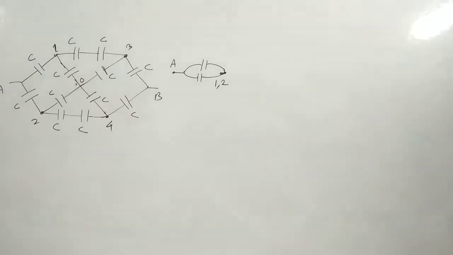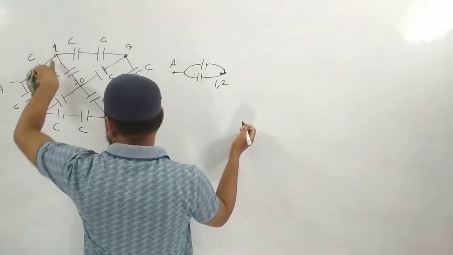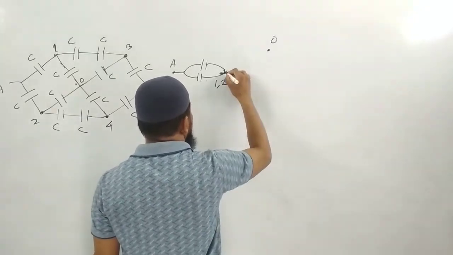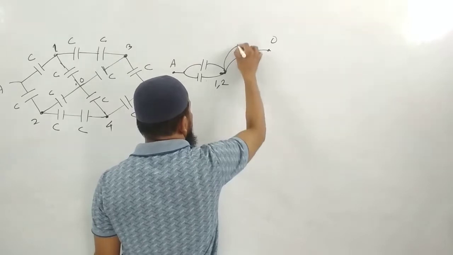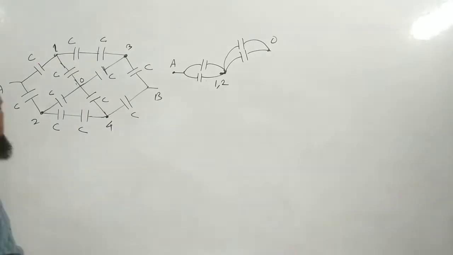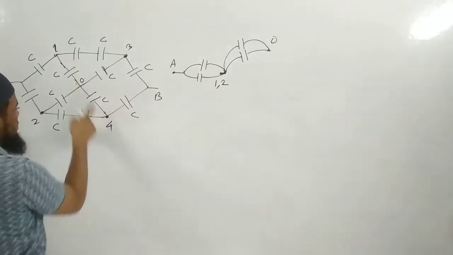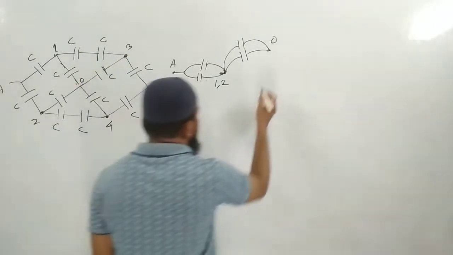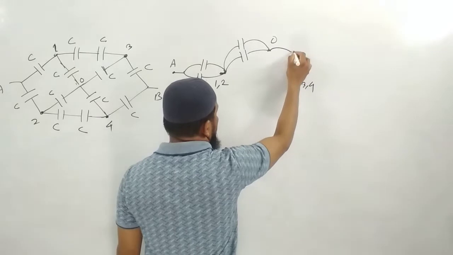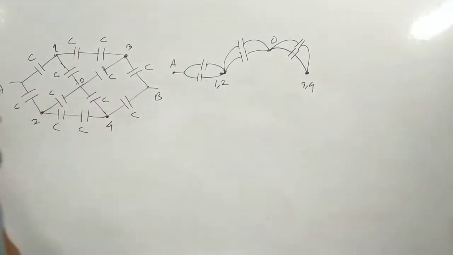Point 3 and point 4. Okay. Right. So between A and O, let me call this particular point O, between 1 and O, and between 2 and O, another capacitor is there, okay? So between O and B, and between O and 3, and between O and 4, another two capacitors. If I call this particular point 3 and 4, between O and 3, and O and 4, two capacitors are there, okay?